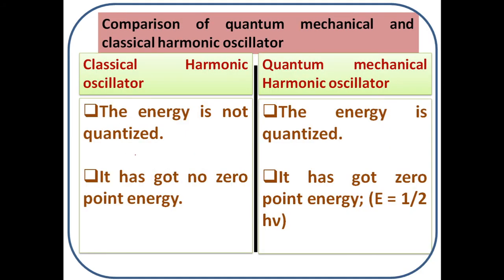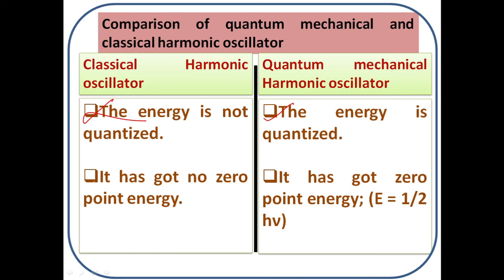Now we will compare a quantum mechanical harmonic oscillator and a classical harmonic oscillator. The first and foremost point is that in the case of a classical harmonic oscillator, the energy is not quantized. While in the case of a quantum mechanical oscillator, we have seen that there appears a vibrational quantum number, which can take values 0, 1, 2, 3, etc. And therefore the energy is quantized in the case of a quantum mechanical harmonic oscillator.